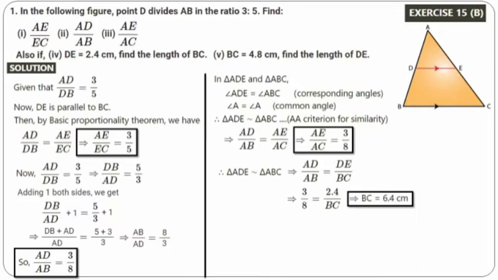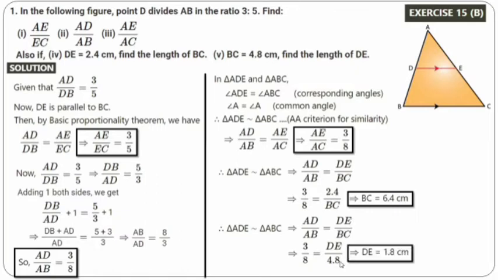All right. Next, we have BC given to you. You need to find DE. So BC is given, DE you need to find. So you can do the very same thing. Substitute the value. AD by AB is 3 by 8. DE you don't know. You are asked to find DE given that the value of BC is 4.8. Substitute the value and do the cross multiplication, simplify, you get DE equals 1.8 centimeter.